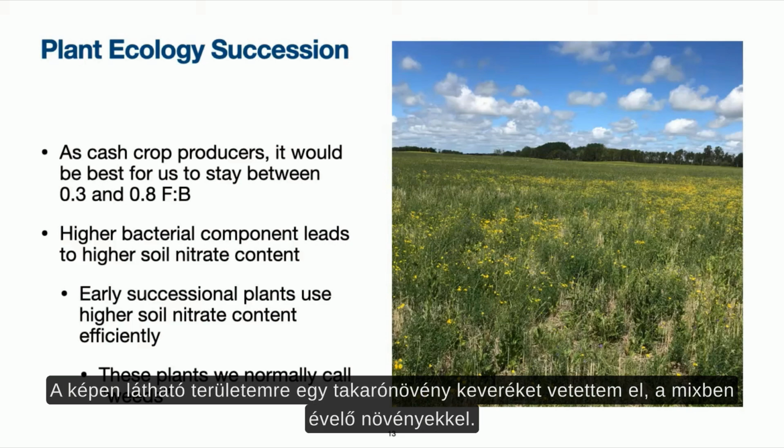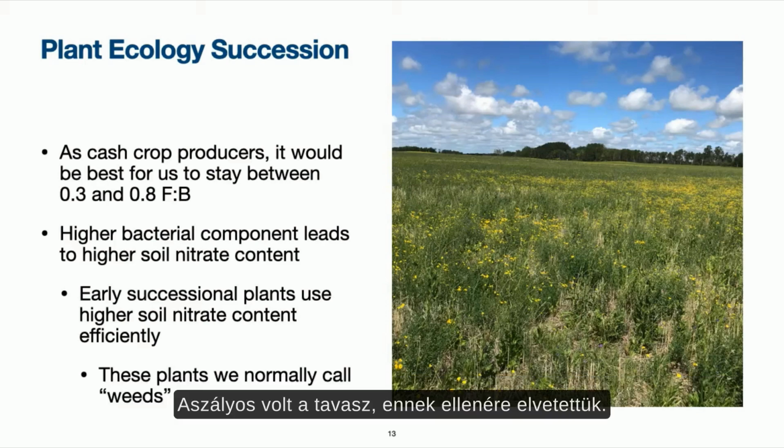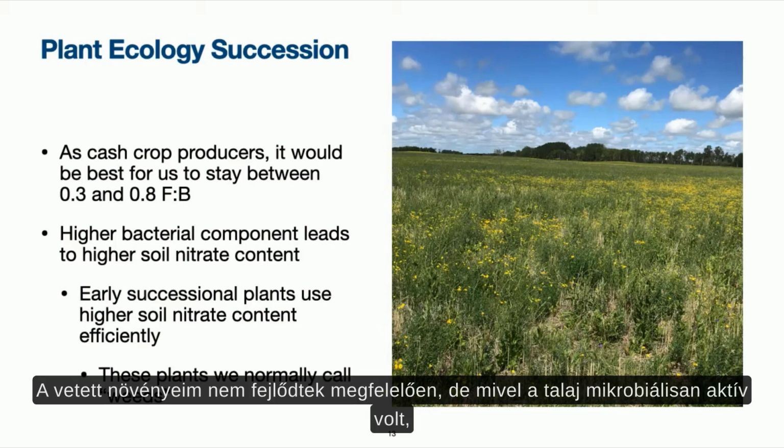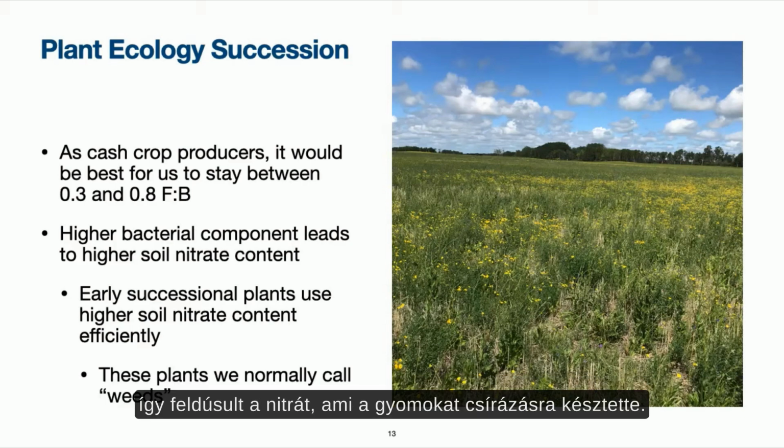So in the picture that's on the screen, this is one of my fields that I seeded down to a cover crop with a perennial forage in it. And we turned out this year, seeded it, and we had no rain. So we were dry going into the spring, seeded it anyways. And because we didn't have active plants growing, but my microbial activity in the soil was still going, I had to start a buildup of some nitrates. With those nitrates, that triggered the weeds to grow.